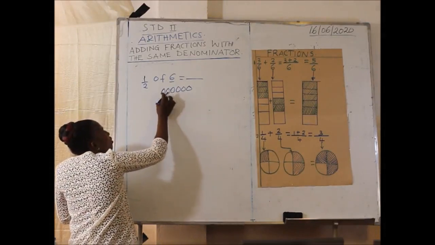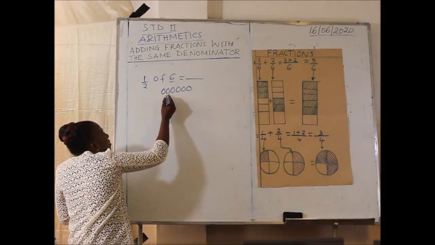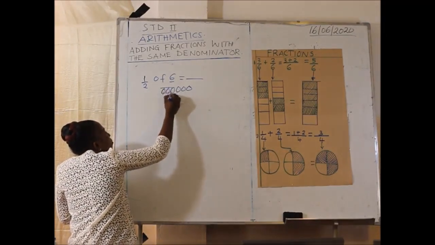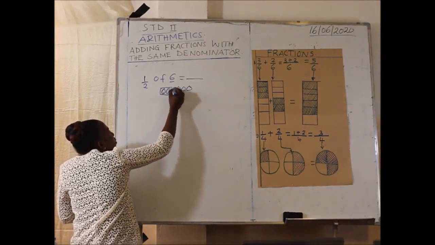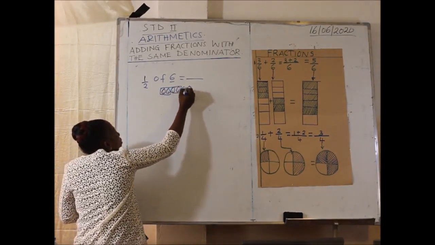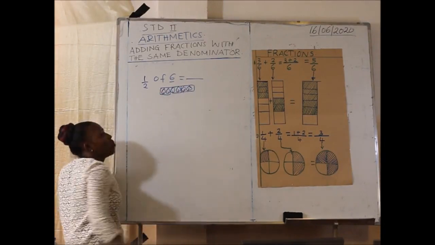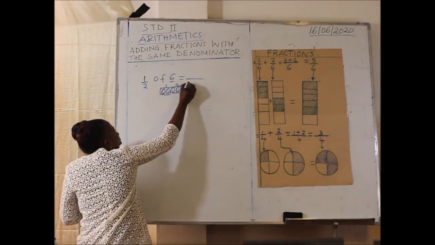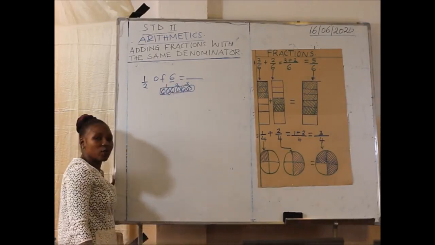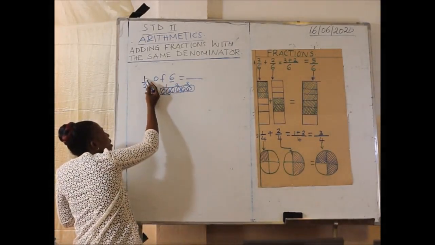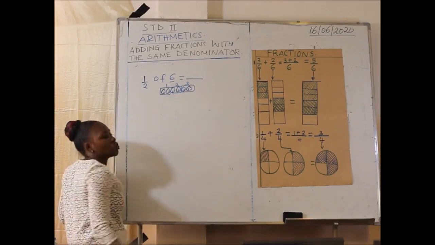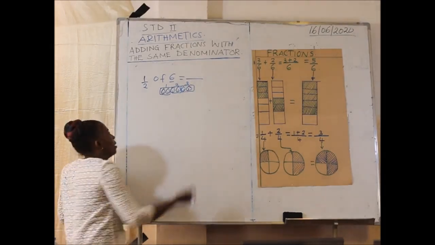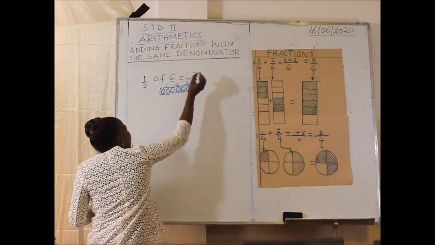So we have to create groups of 2 in 6. 1, 2 as the first group, 1, 2 the second group, 1, 2 the third group. So how many groups of 2 do we have in 6? 1, 2, 3. Thereafter, you ask yourself, if we take only one group of 3, it equals what? The answer will be 3. So you write 3 here.